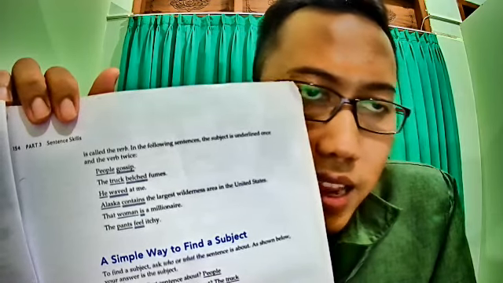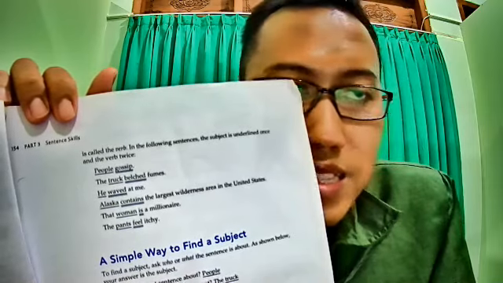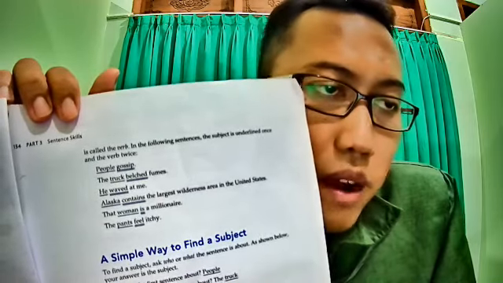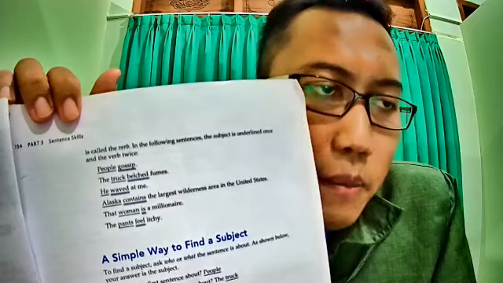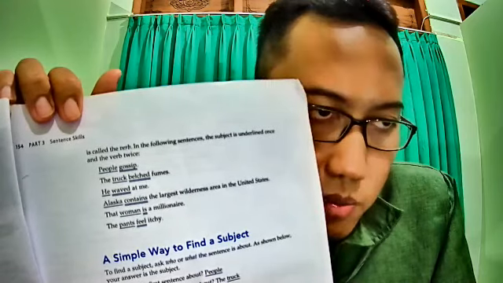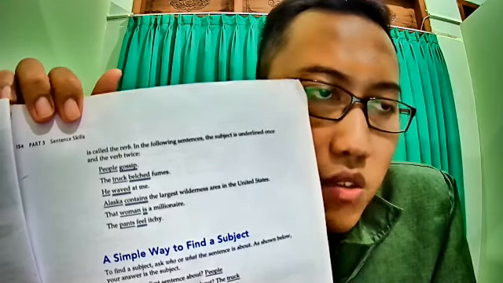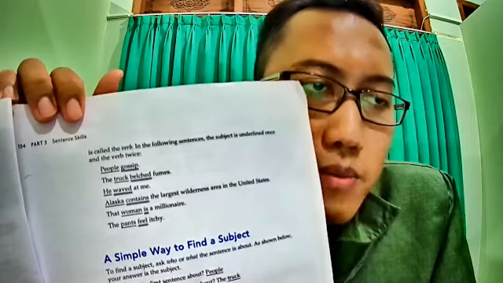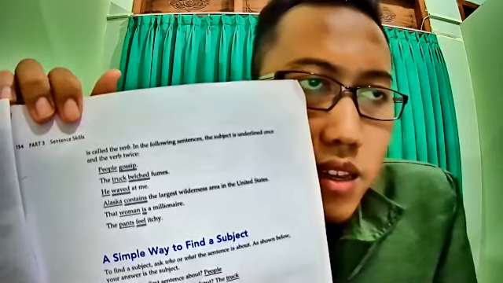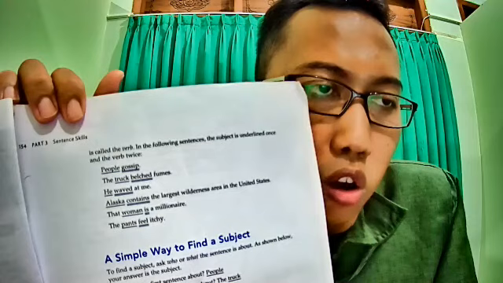Alaska contains the largest wilderness area in the United States. Alaska is the subject, contains is a verb. Alaska is a doer, although it is not a person, but never mind, it is also a subject. And then contains is a verb. That woman is a millionaire.